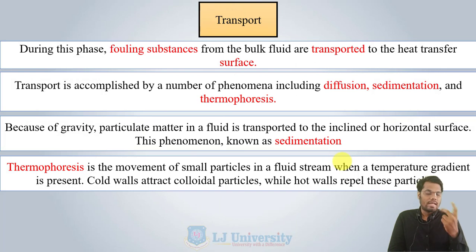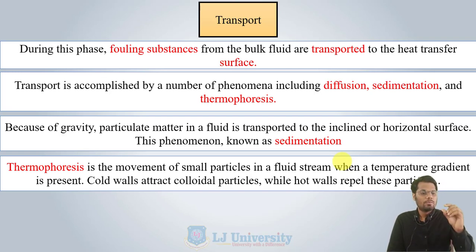Now, second stage is transport. Once the surface is ready for the fouling deposit, in the transport stage the fouling substance from the bulk fluid is transported to the heat transfer surface. Transport is accomplished by a number of phenomena including diffusion, sedimentation or thermophoresis. Because of gravity, the particulate matter, or we can say the heavy particles in a fluid, are transported to inclined or horizontal surfaces. This phenomenon is known as sedimentation.